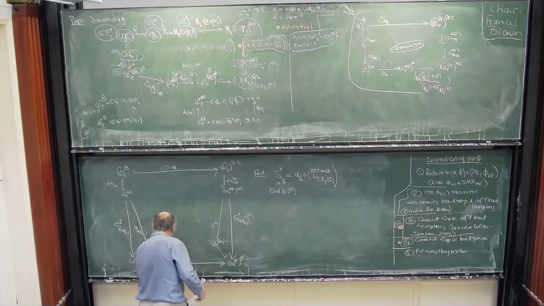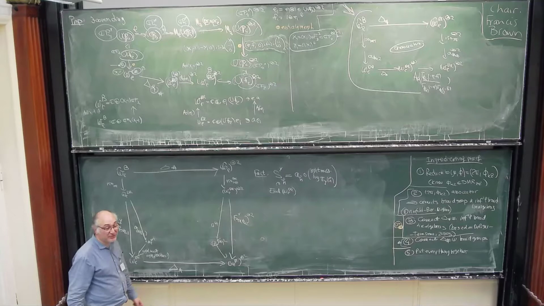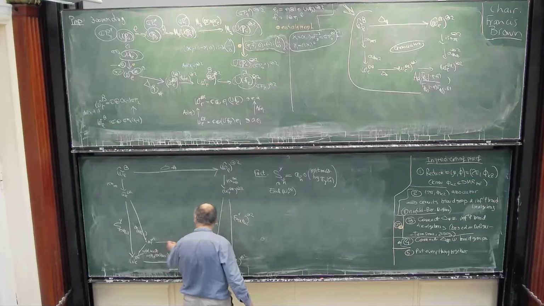But since phi kz is a Drinfeld element, it's primitive, it's group-like for delta star. And here you have the square of this right multiplication, so therefore you can write a delta star also here.